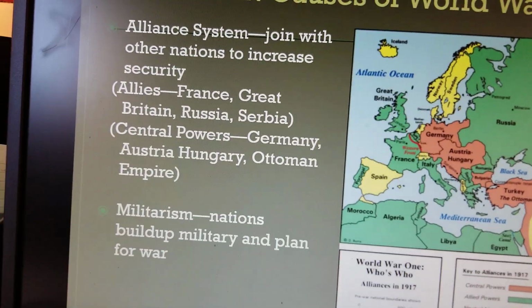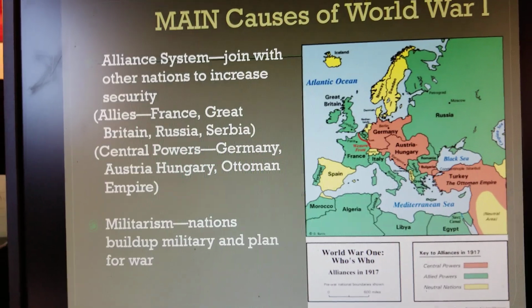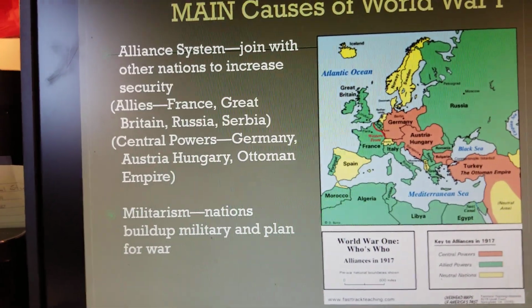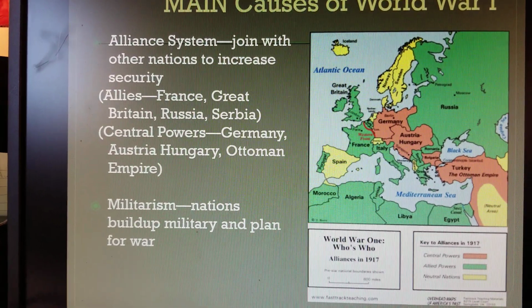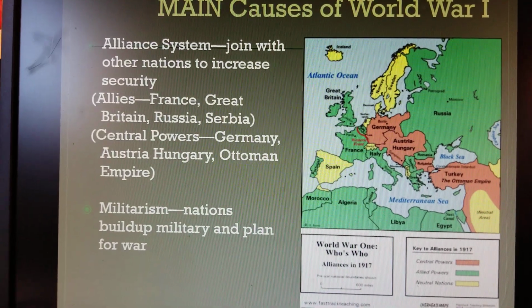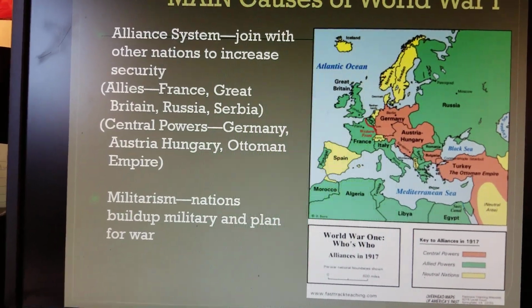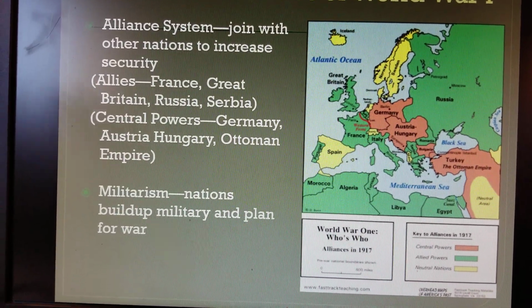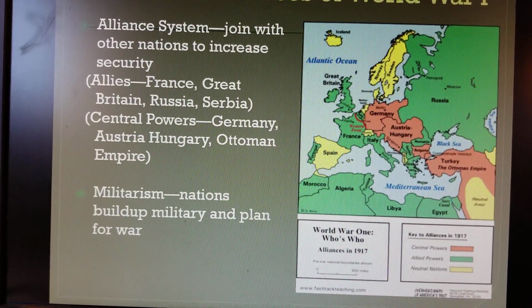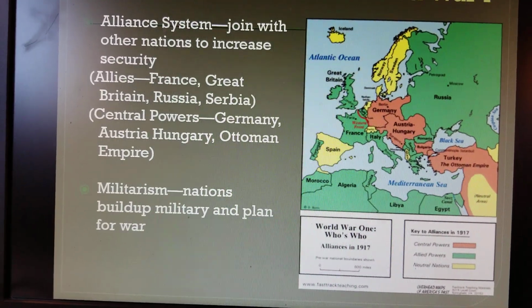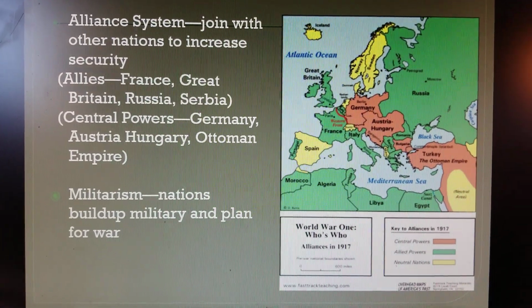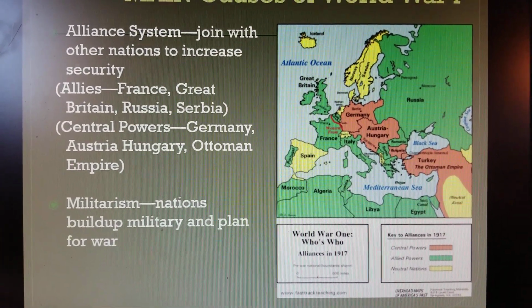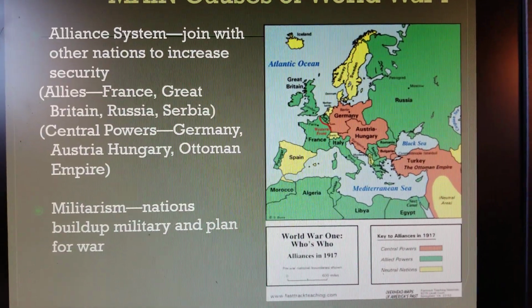All right. Another cause, the A in the main causes, is the alliance system. Other countries joined together with other nations to increase security. So like there would be a pact, say maybe Great Britain formed a pact with Russia and they said, Russia, if another country attacks you, even if we don't have an interest in that, we will come to your defense because you are our partners or you are our allies.